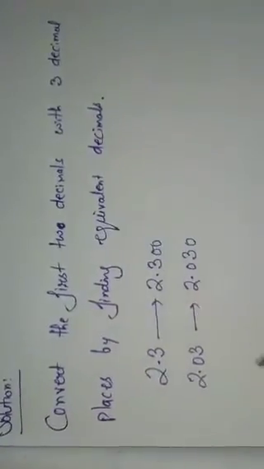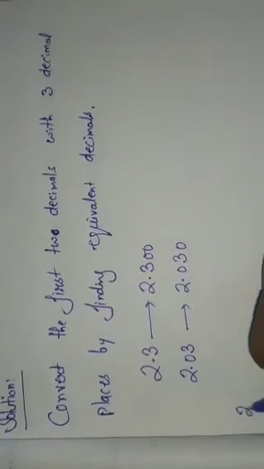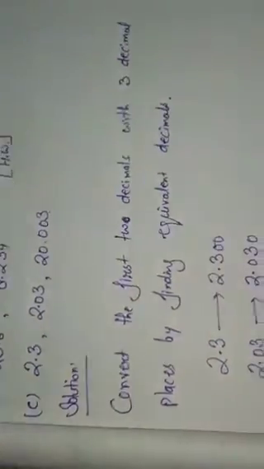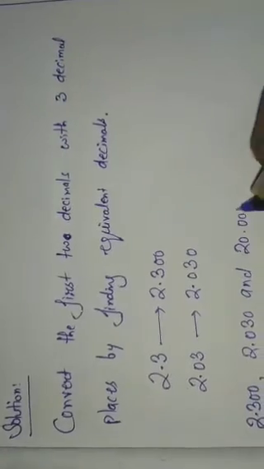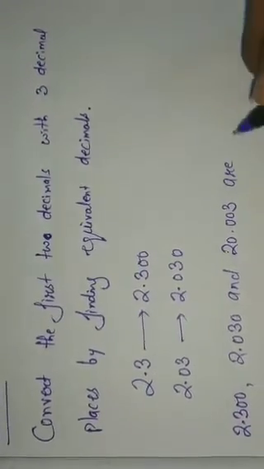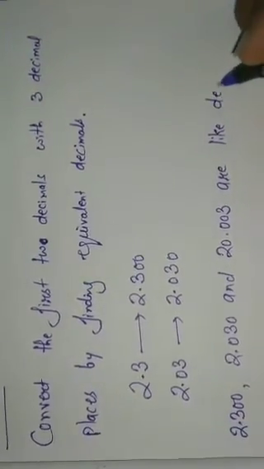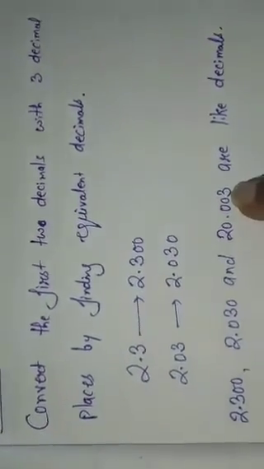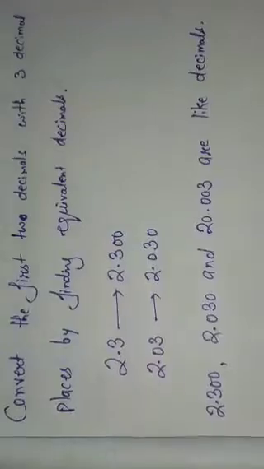So now you can write it here 2.300, 2.030 and 20.003 are like डेसिमल्स. आपको बेटा ये ध्यान रखना है, डेसिमल के बाद के नंबर को ऐड करना है 0, डेसिमल के पहले वाले किसी नंबर में नहीं.